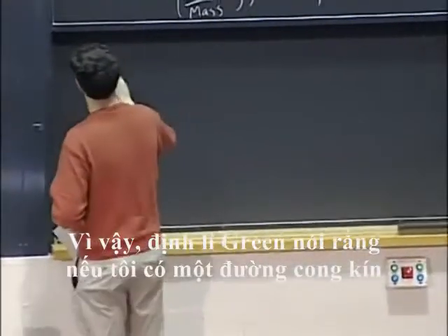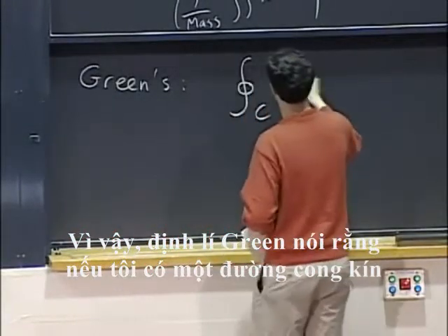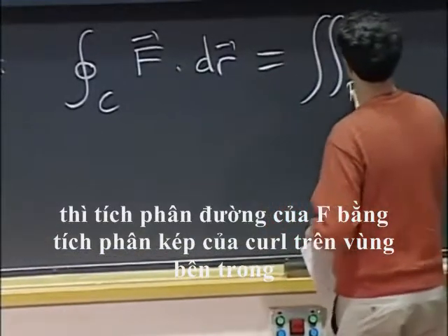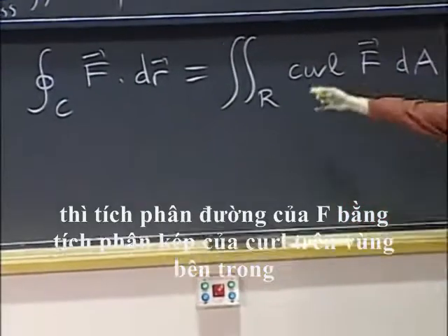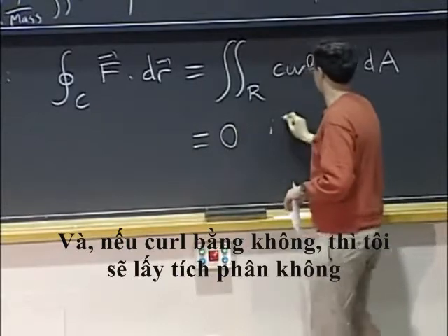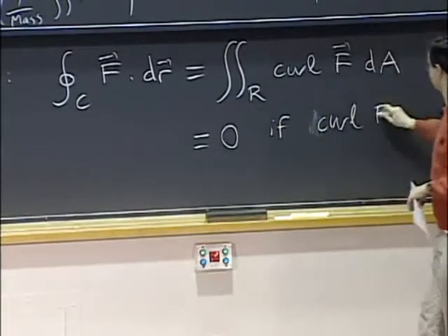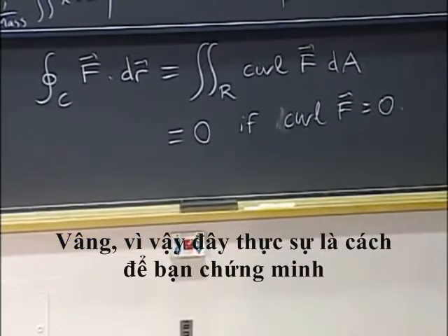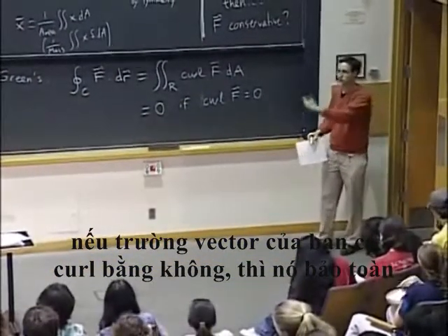Green's theorem says that if I have a closed curve, then the line integral of F is equal to the double integral of curl on the region inside. And if the curl is 0, then I will be integrating 0. I will get 0. So this is actually how you prove that if your vector field has curl 0, then it's conservative.